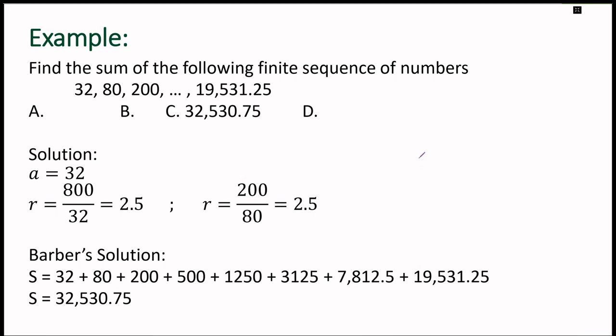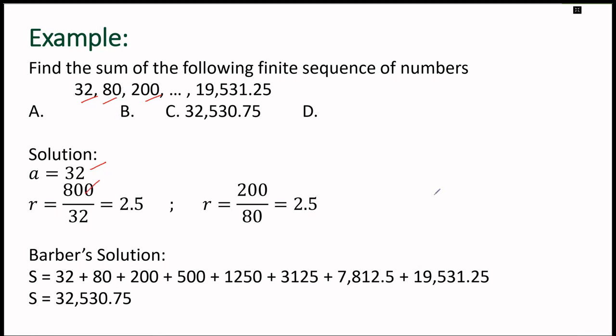Find the sum of the following finite sequence of numbers. Here we only know the numbers 32, 80, 200, and we're not given the numbers in between. So we first have to determine the common ratio. We know that the first term is 32, so a is equal to 32. The second term is 800 or 80? I think it's 80.